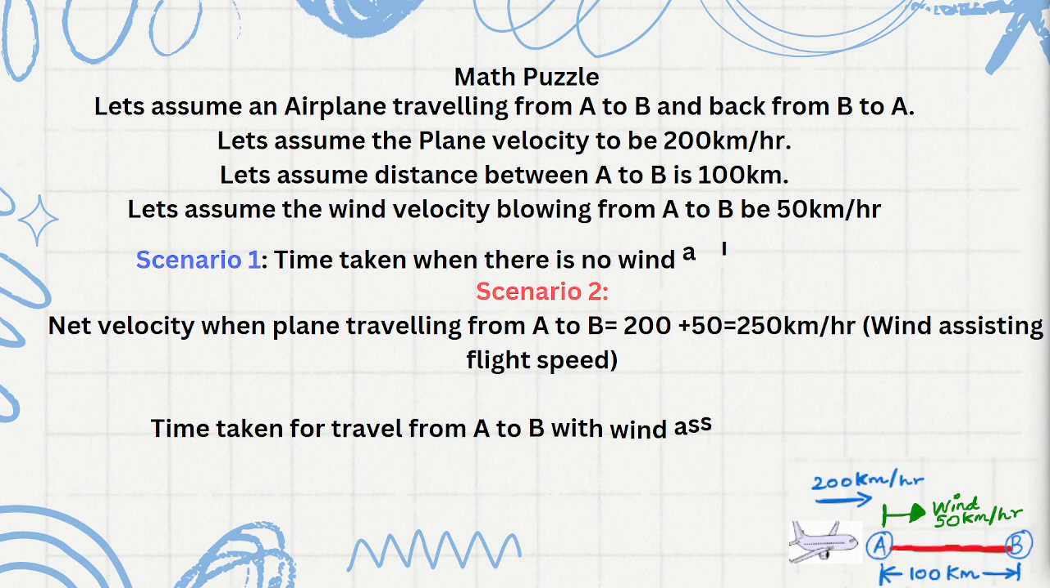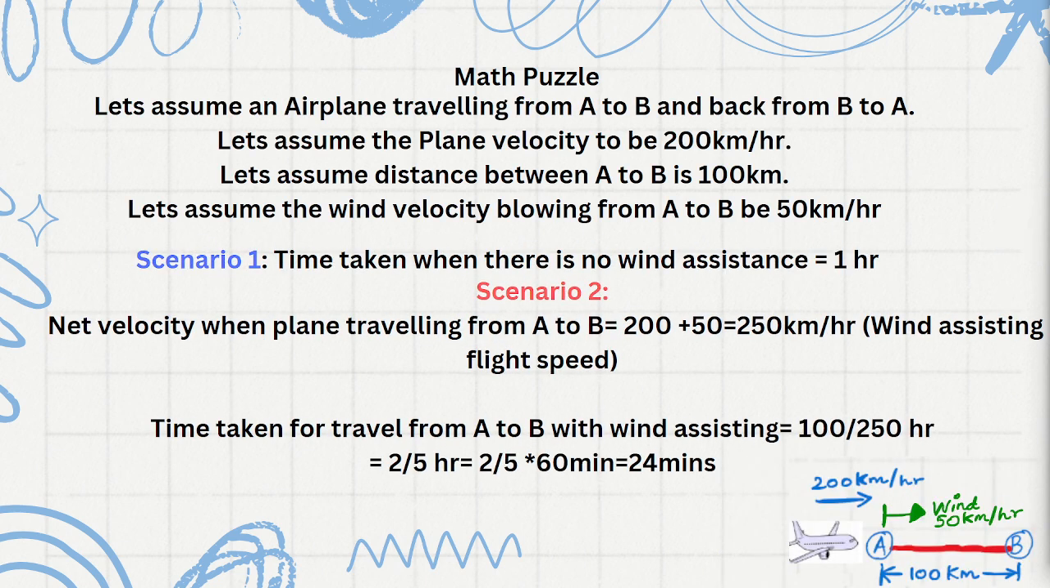In scenario 2, the net velocity when the plane is traveling from A to B is 200 plus 50 kilometers per hour, which is 250 kilometers per hour. And the time taken for travel from A to B with the wind assisting is 100 over 250 kilometers per hour, which is equal to 2 over 5 hours, which is equal to 2 over 5 times 60 minutes, which is equal to 24 minutes.